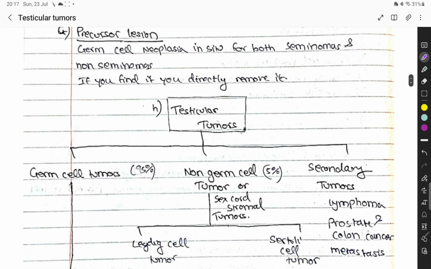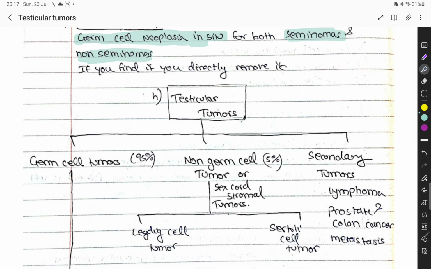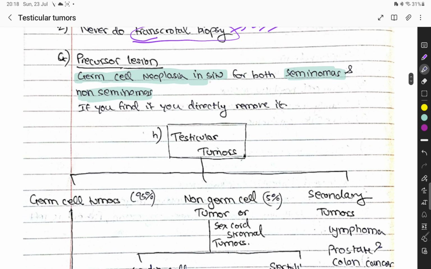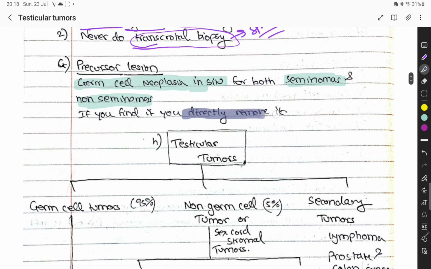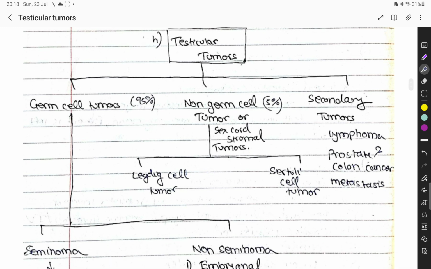Now precursor lesion. This is the third time I'm saying germ cell neoplasia in situ, but it's for both seminomas and non-seminomas, and we'll come to that in a minute. The important thing to remember here is that if you ever find a germ cell neoplasia in situ during a fertility test or something, the plan is to always directly remove it, because it increases the chance of having a testicular tumor. Now we're going to do the types of testicular tumors.